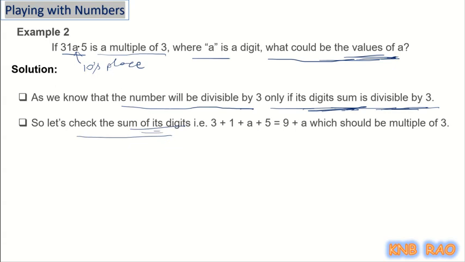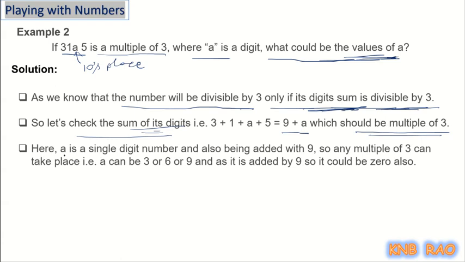The sum of its digits is 3 plus 1 plus A plus 5, which is 9 plus A. So 3 plus 1 is 4, 4 plus 5 is 9, and 9 plus A should be a multiple of 3. Here A is a single digit number, that means it can take any value from 0 to 9, and is added to 9. So any multiple of 3 can take place as that sum.